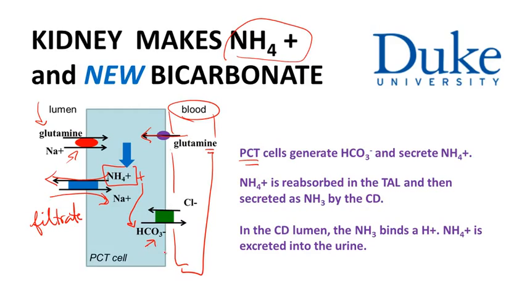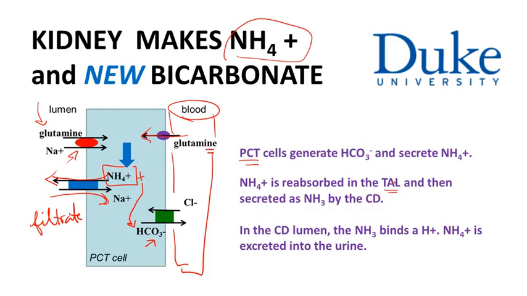Now, the ammonia that has been generated by these cells now enters into the renal tubule, and the ammonium ion is not able to go across the epithelia of the renal tubules. The ammonium ion is delivered to the thin ascending loop, or the thick ascending loop of Henle. And when it gets into this region, it can, in fact, move across these cells and enter into the interstitial space.